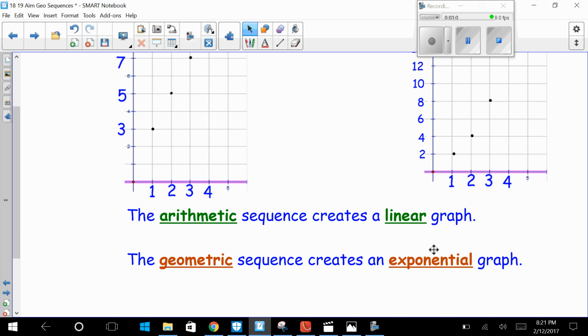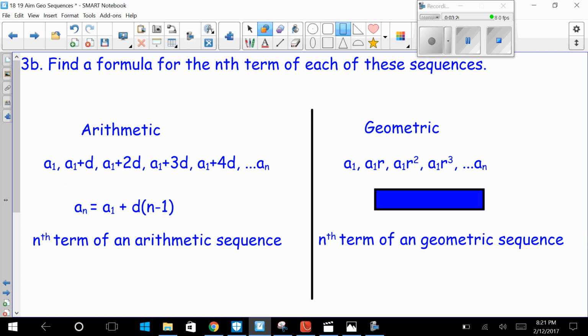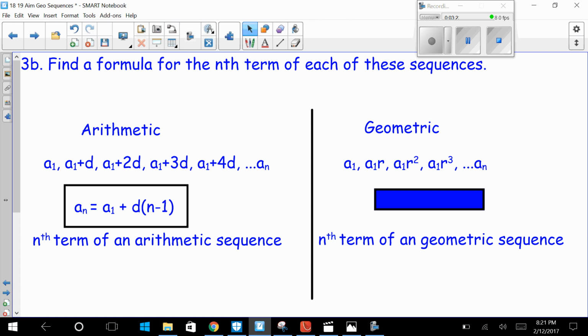So those are two things you have to remember. Arithmetic sequence creates a linear graph. Geometric sequence creates an exponential graph. This is review on the left, the arithmetic, and the formula for that was this right here. What I'd like you to do is look at the geometric one and try to figure out a formula. It's very similar.